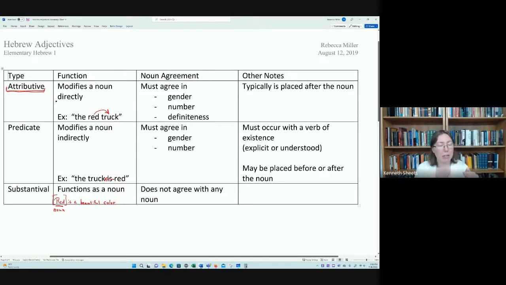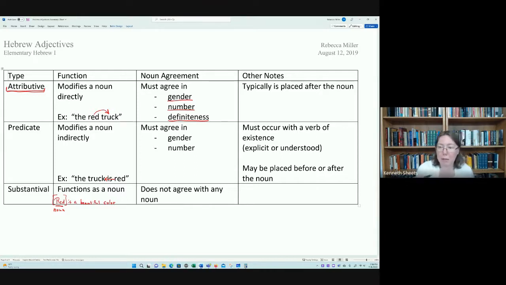So an attributive adjective will agree with the noun that it modifies in terms of gender. Thus, if the noun is masculine, the adjective will be masculine. If the noun is feminine, the adjective will be feminine. But it will also agree in terms of number. So if the noun is singular, then the adjective will be singular. If it's plural, the adjective will be plural. And also in terms of definiteness, which means essentially if the noun has the article, then the adjective also will have the article.